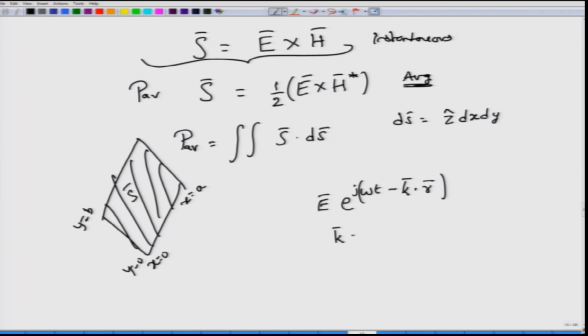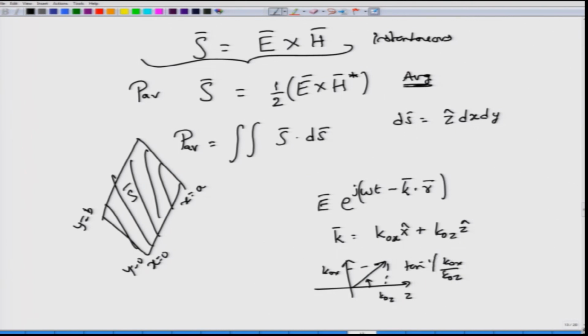So, what it means is that k can be k0x x hat plus k0z z hat. In the previous case, we had considered only that the wave vector k will be directed along the z axis. In this case, I am considering the k vector to be along both axes, in a direction at a certain angle with respect to the z axis, having a value along x and a value along z. So, it is not purely propagating along the z axis, but at a certain angle which is given by tan inverse of k0x by k0z.